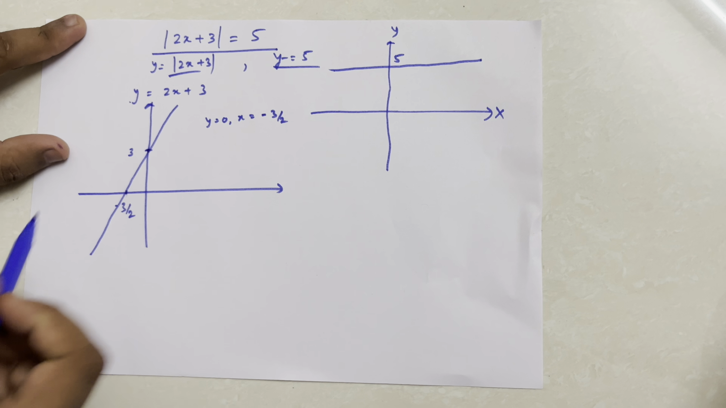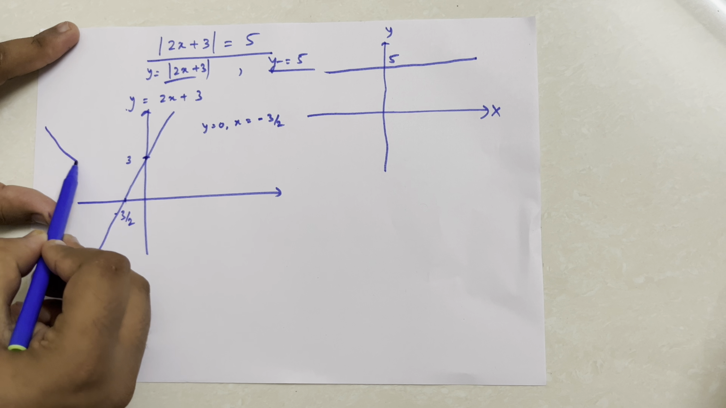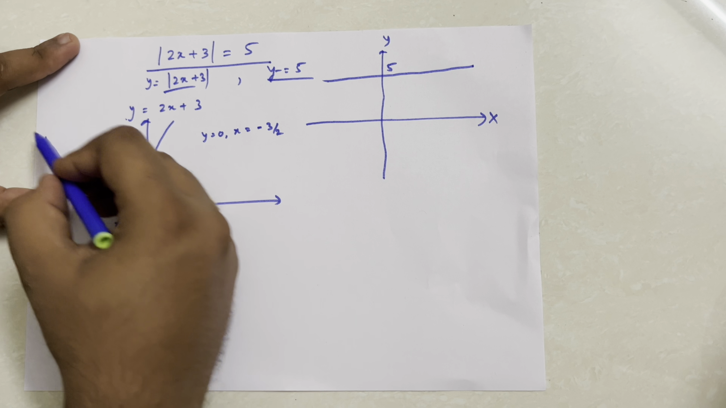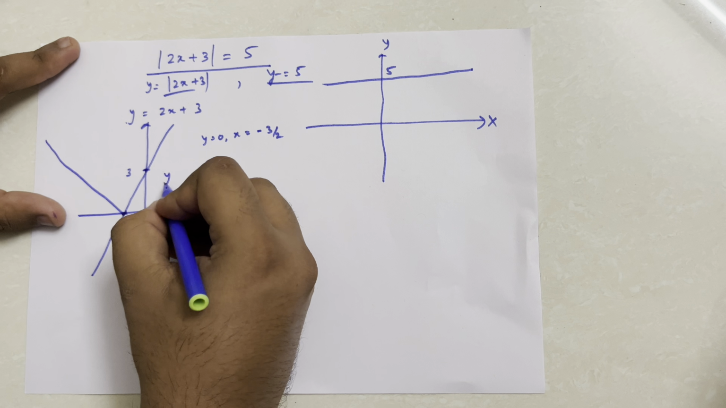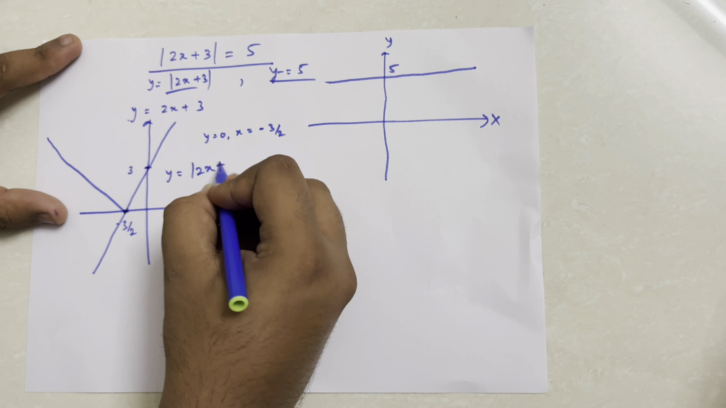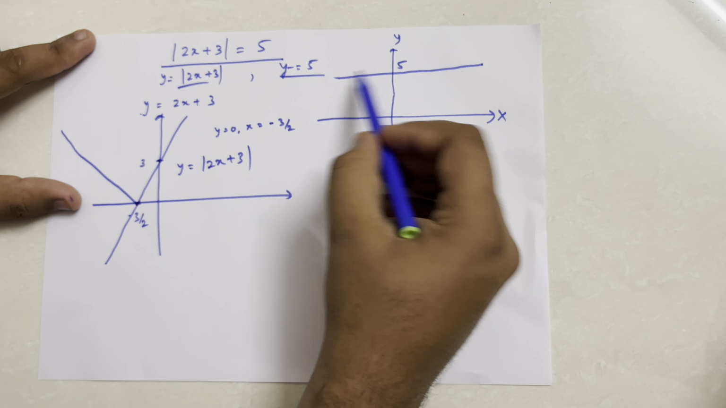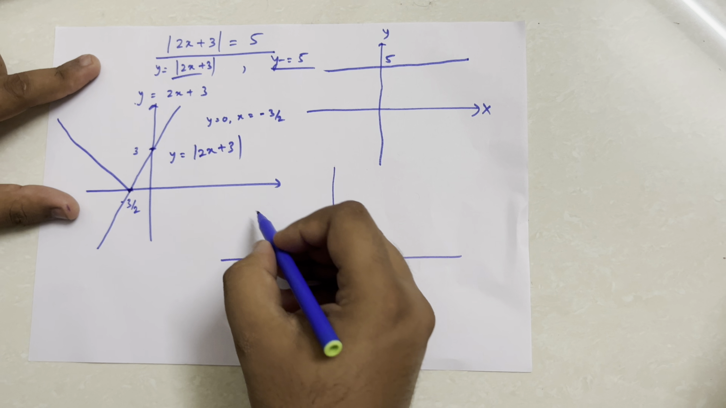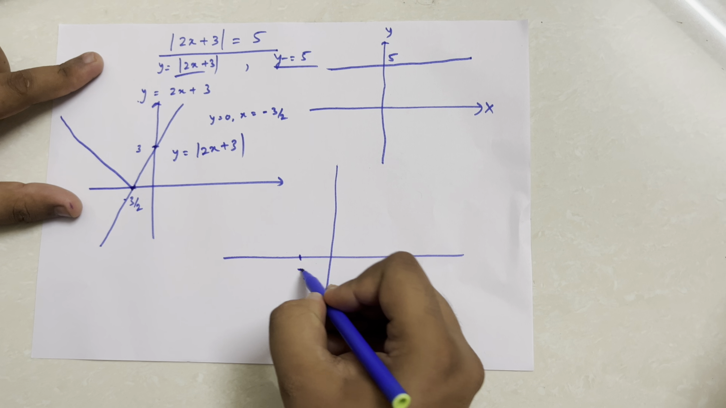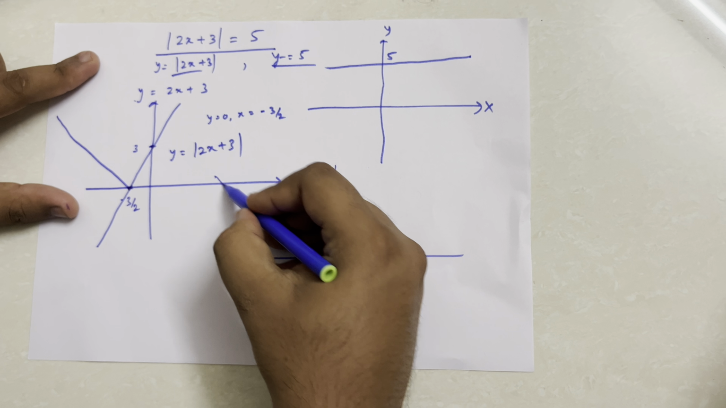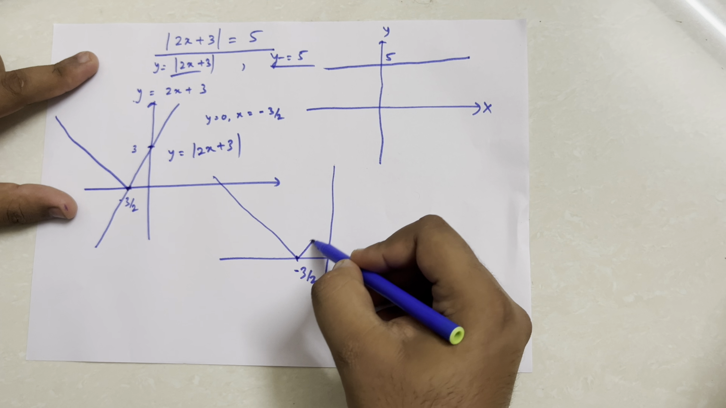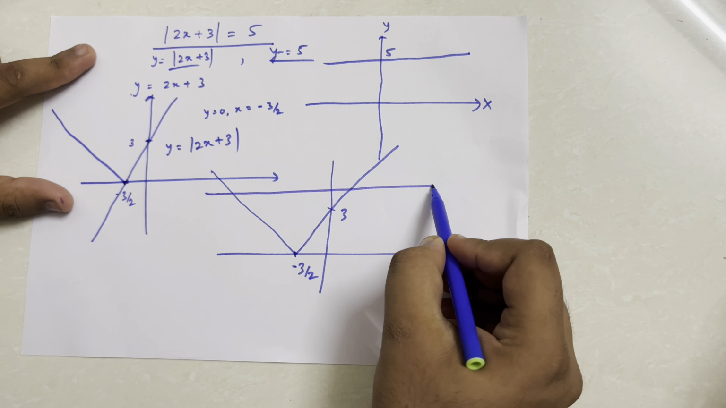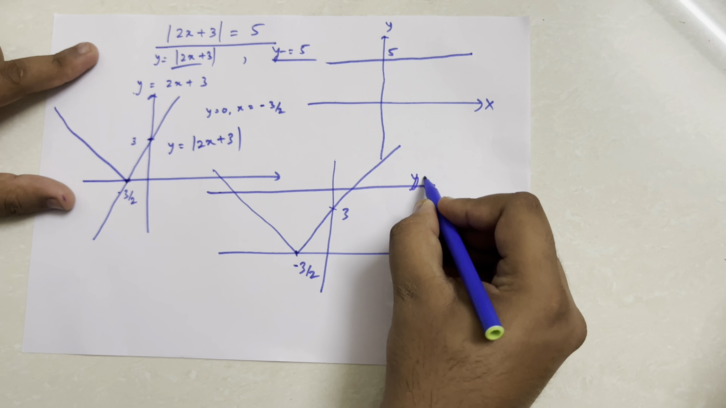If I apply mod, what will happen? This will become the mirror image, as I told you in the previous problem. So this becomes a mirror image, and this becomes the graph of y is equal to mod 2x plus 3. You already saw this is y is equal to 5. Now I will draw both graphs together. So this point is what? Minus 3 by 2. And this is one line over here, and this cuts at 3. And the other line is this, y is equal to 5.